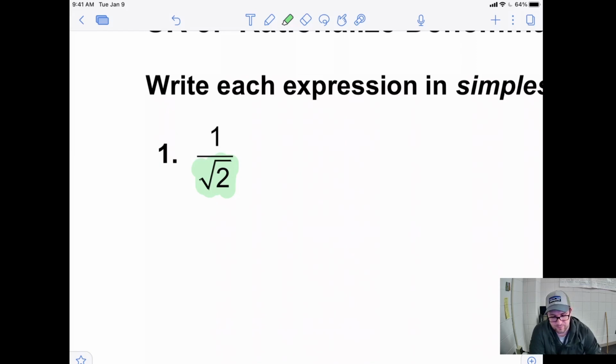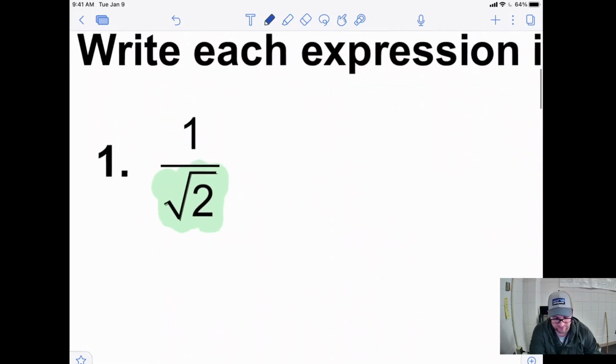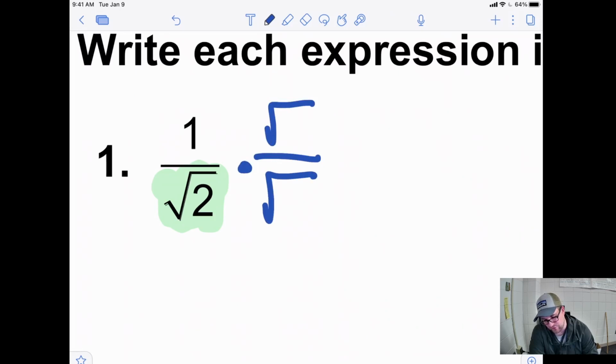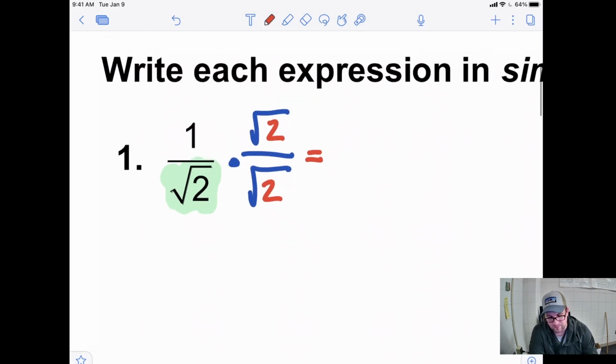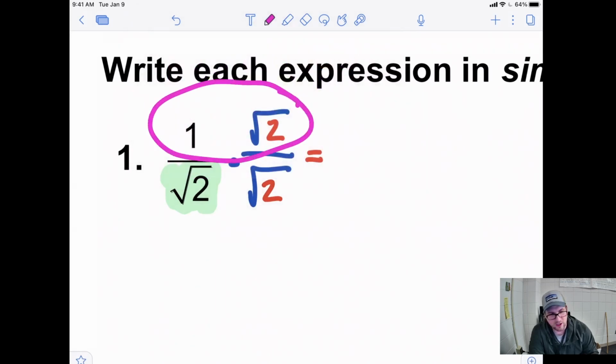Now, looking at this, there are a couple different ways to deal with it, but the primary way is that you multiply the top and the bottom of your fraction by whichever square root is in the bottom that we are trying to eliminate. So in this case, it would be the square root of 2 and the square root of 2. Just like with multiplying fractions, you multiply across. So if I have 1 times the square root of 2, this will just stay as the square root of 2.